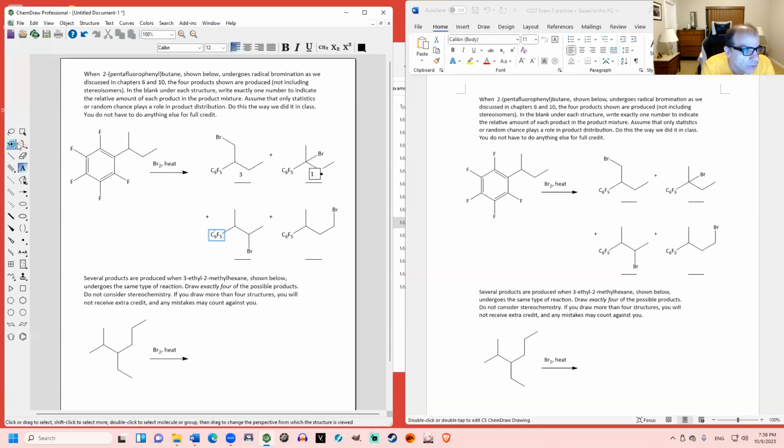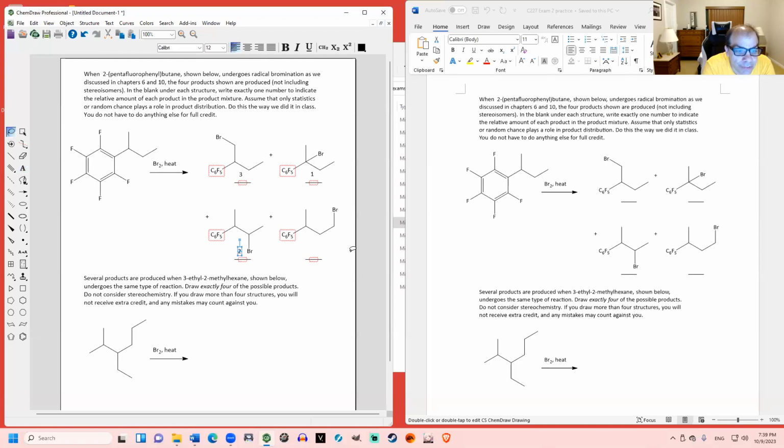In this product, our halogen is attached to this carbon. That means we took one of the hydrogens attached to this carbon in the starting material. That carbon has 2 H's attached. So that's the number we put in the blank, 2, for 2 H's.